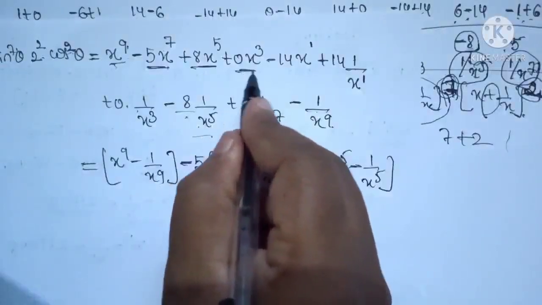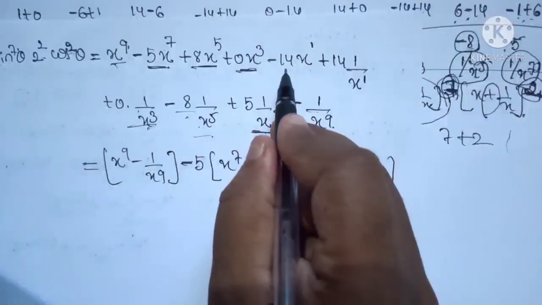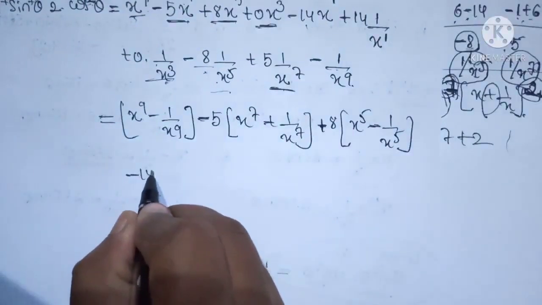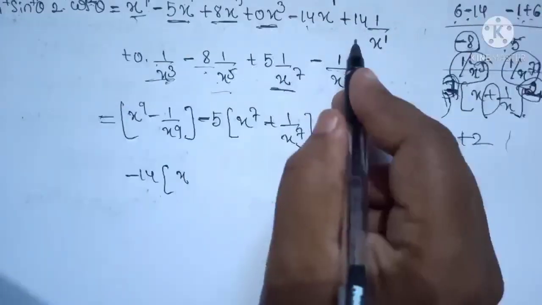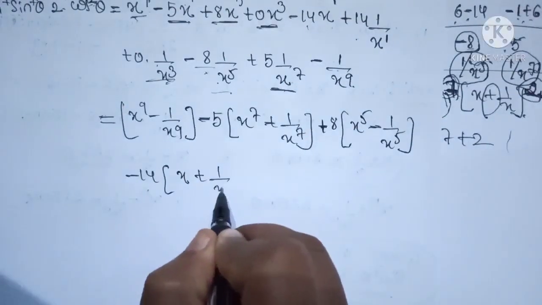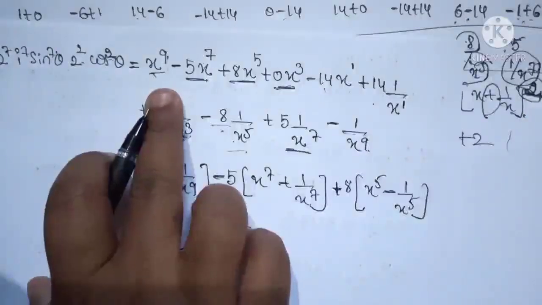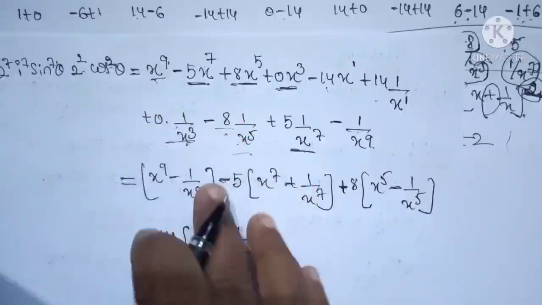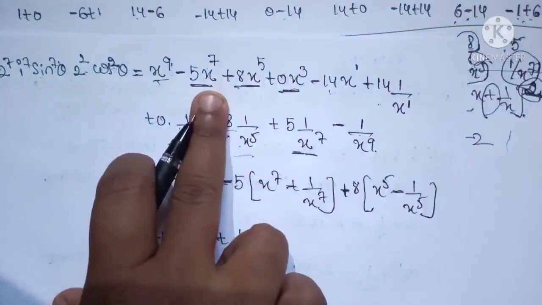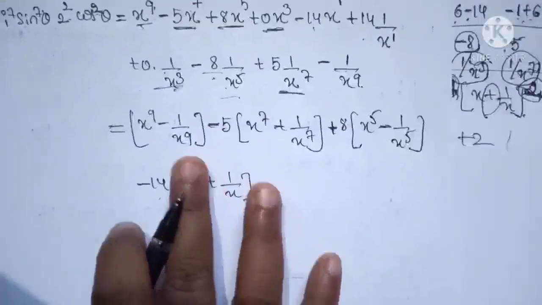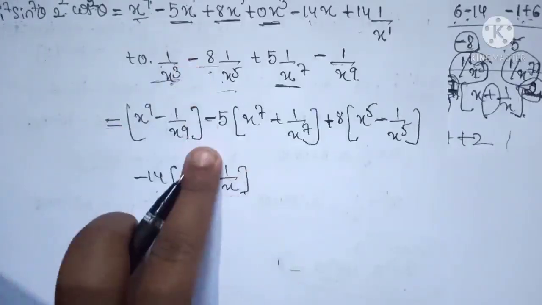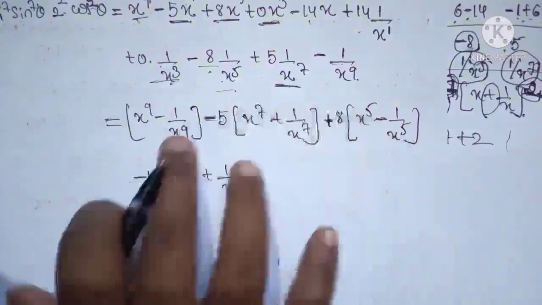So this is 0, leave this one. Next we have minus 14, x plus 1 by x. Got this one? So that means here we have to add the various powers of x, then we get the same constant with the x powers. Okay, so we can group the same constants, then we will get this form.